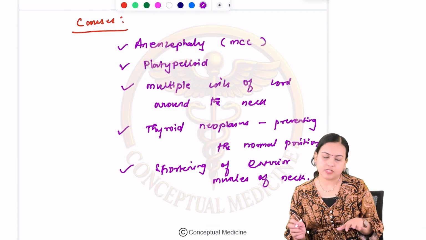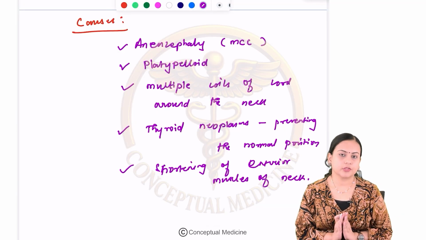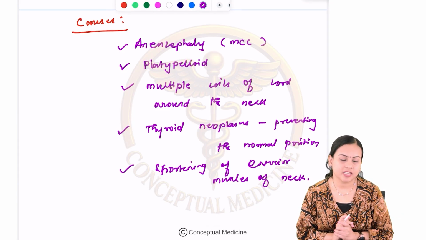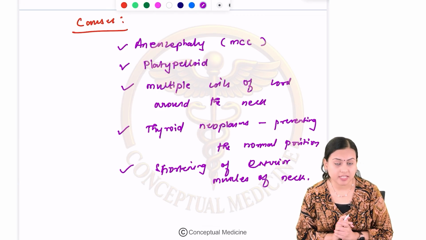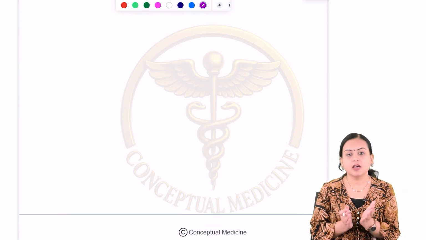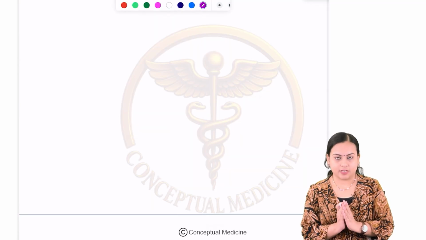Clear? So these are the causes. So all these causes will be telling you something. What is going to happen in face presentation? When is face presentation expected? Yes, when the baby is going to be in a state of complete extension. Clear? Right. Now we'll see what are the characteristics of the fetus in face presentation.